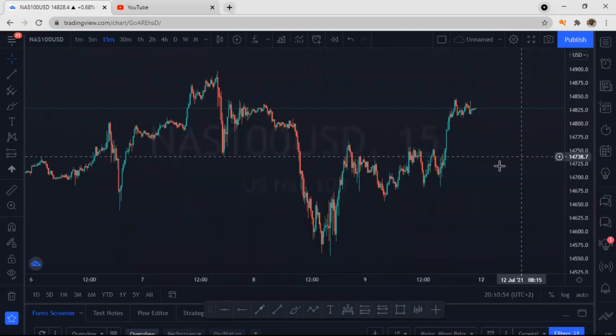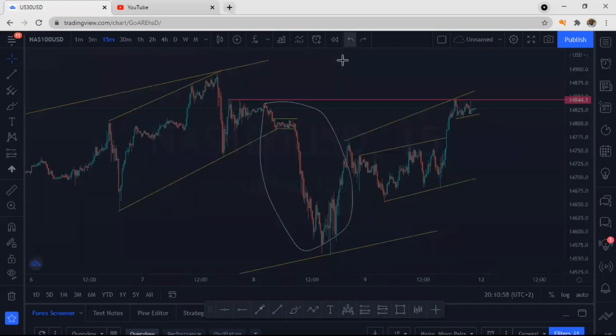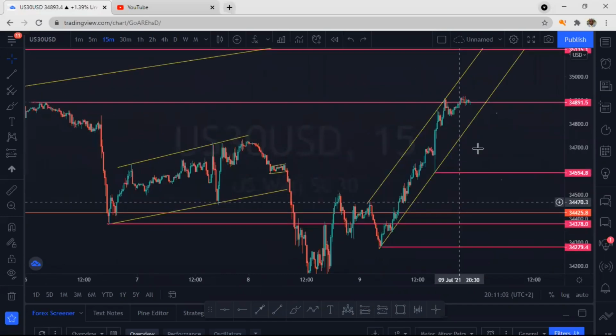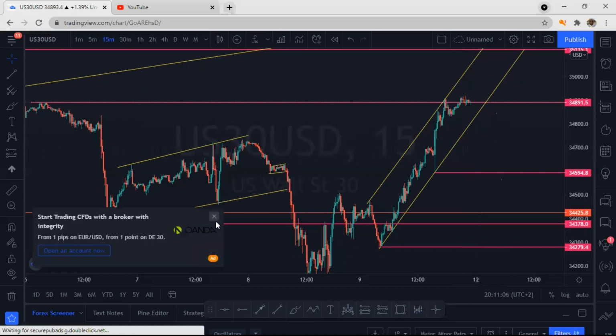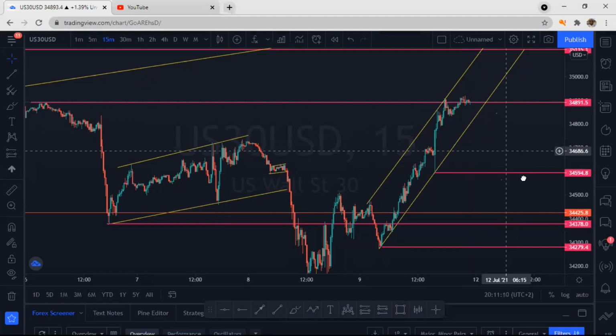It's USD. I made a mistake. Sorry, I made a mistake. Yeah, this is Nasdaq, guys. So here, the Nasdaq is moving almost the same way as USD. Can you notice that? Can you notice that, good people?